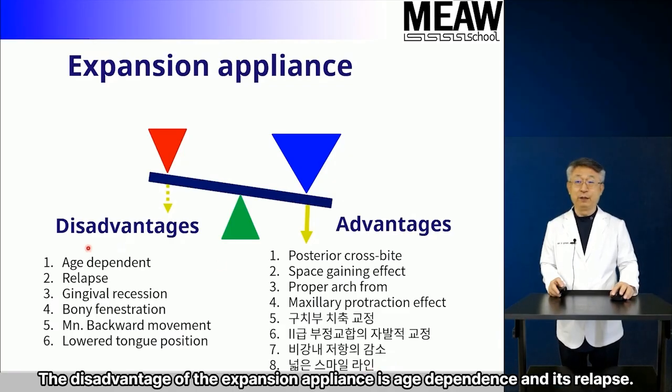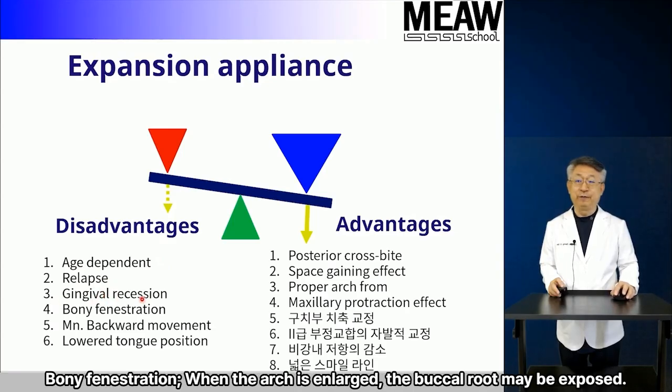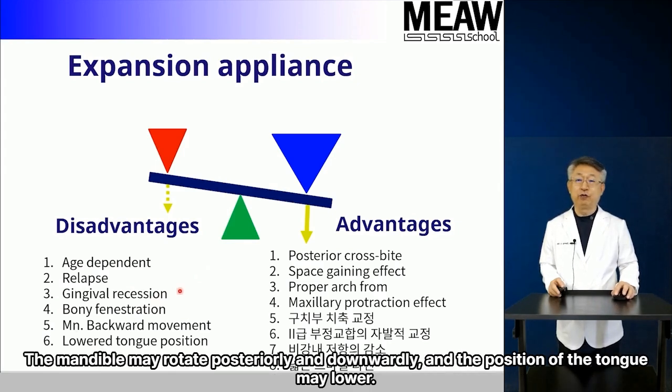The disadvantage of the expansion appliance is age dependence and its relapse. There is a possibility of a gingival recession. Bony fenestration: when the arch is enlarged, the buccal root may be exposed. The mandible may rotate posteriorly and downwardly, and the position of the tongue may lower.